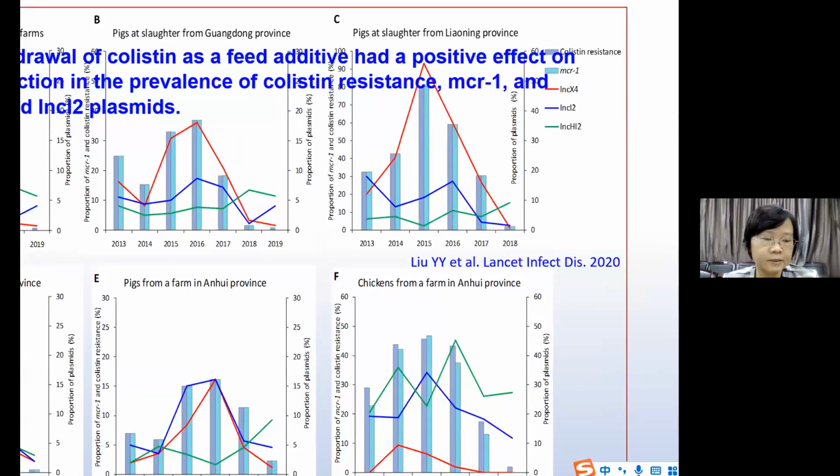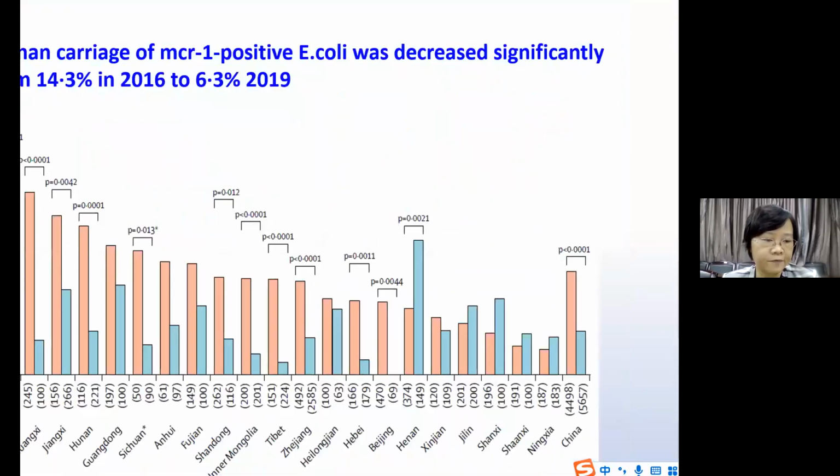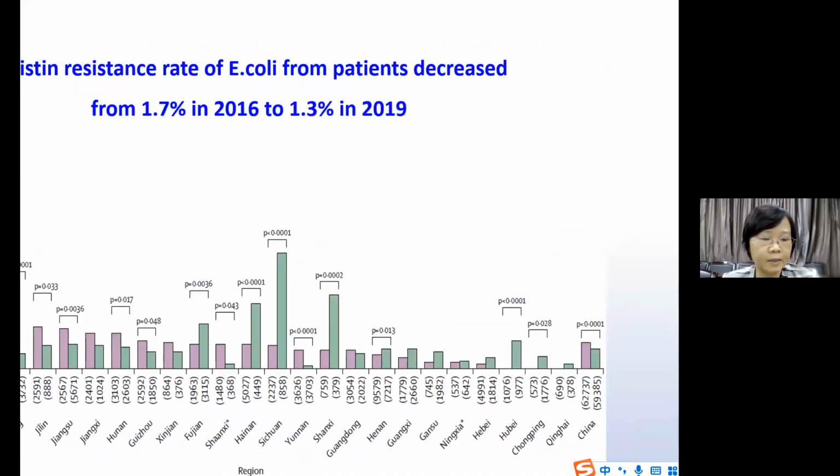And we also investigated the changes of colistin and MCR1. We found that there was a gradual increase in colistin use before 2016, and after that, there is a significant decrease. And we also discovered a significant decrease in the colonization rate of MCR1-positive E. coli in healthy human feces.